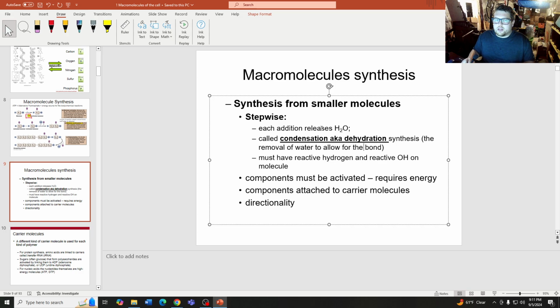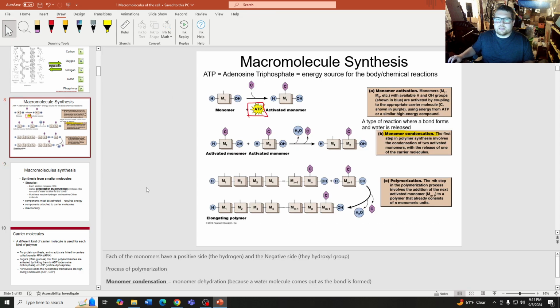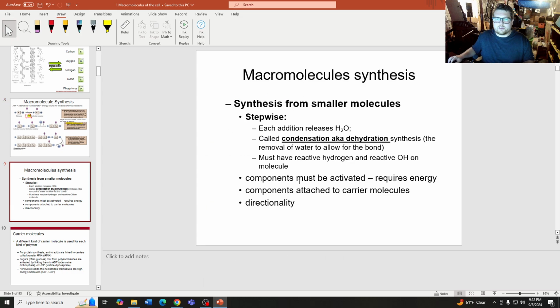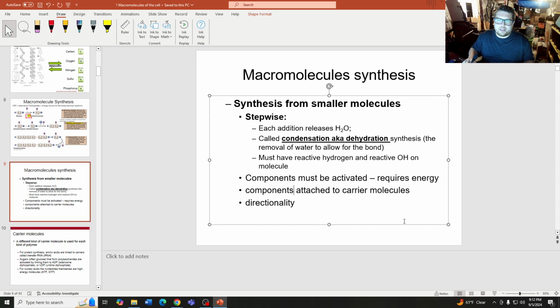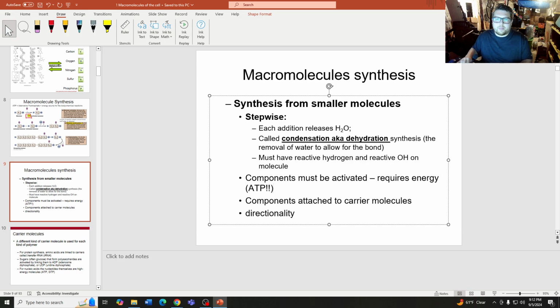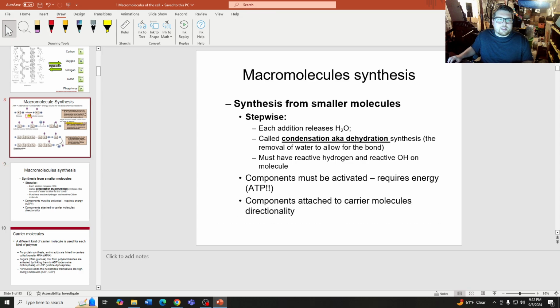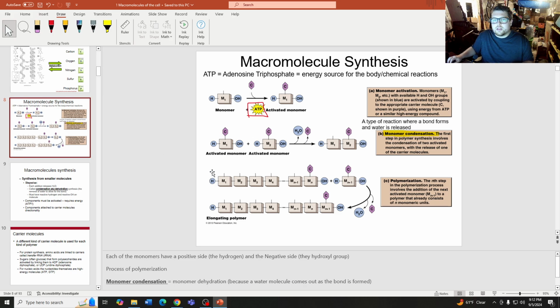So the removal of water to allow for the bond must have reactive hydrogen and reactive OH on the molecule. So these are the conditions that have to be met in order for this bond to form. You have to have an OH, a hydroxyl group, and a hydrogen in order for that to work. They must be activated, so they have ATP, which requires energy, and the components attached to carrier molecules directionally. So they build in a specific direction. They'll build, in this case, left to right.